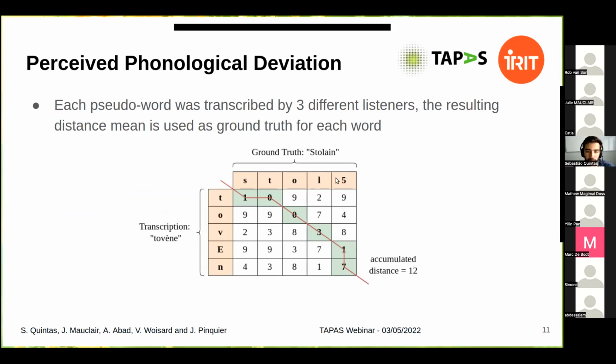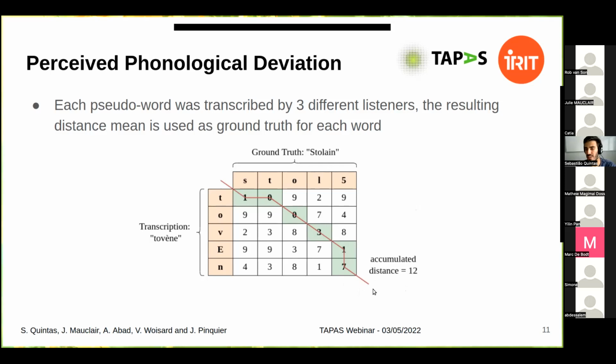For example, here we have the transcribed ground truth of a given pseudo word, and here we have the perceptual transcription by one of the judges, and then based on a cost matrix that has the distances between consonants and vowels, and the distance between these phonemes, we can form a path, and then using a Wagner-Fischer algorithm that works similarly to a dynamic time warping algorithm, we can find the shortest path, and the accumulated distance obtained from this path corresponds to the intelligibility measure.